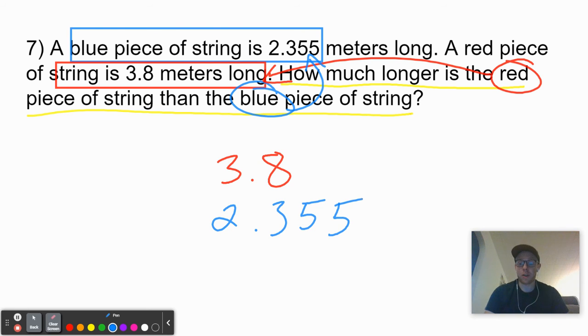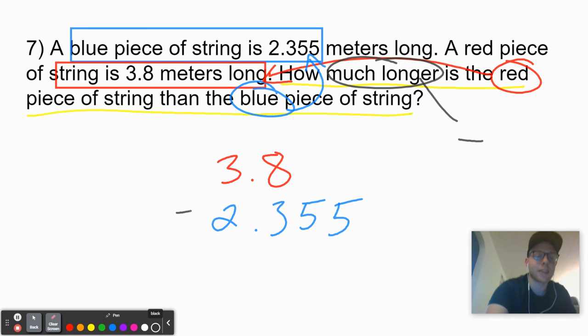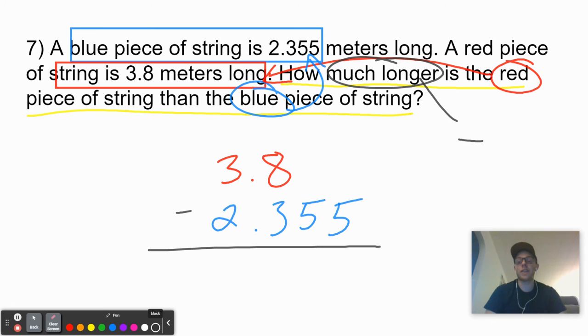So we did all this work, and we have to make sure we remember how much longer, another one of those words, telling us we're subtracting. So our question's going to look like this, and remember our placeholders. We can fill those zeros in to make sure that we can subtract correctly. Got to do some borrowing here. And I have to borrow across zeros, so let's make sure we remember how to do this.